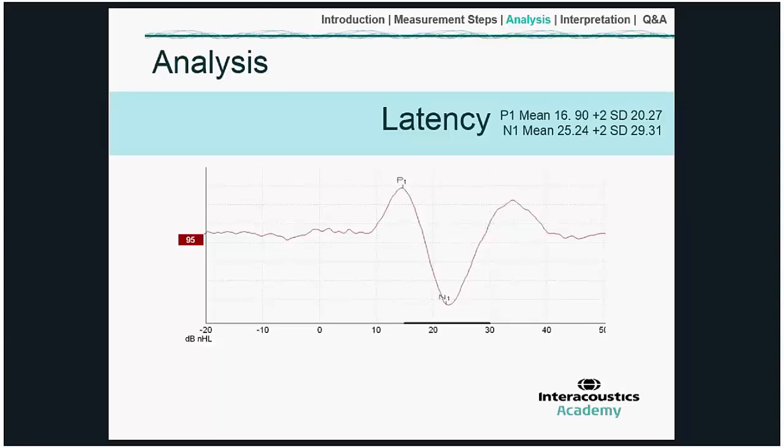I really try to stress that it should be called a P1 rather than a P13, because the latency will change depending on the stimulus, and there are boundaries for the upper limit. The N1 latency is around 25 milliseconds, with an upper limit of 29, but the N1 latency is very variable, and the P1 latency is much more robust. But again, latency isn't really a diagnostic parameter; amplitude, threshold effects and frequency effects are much better.